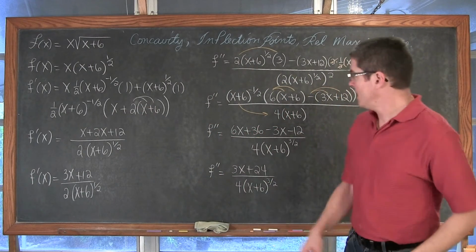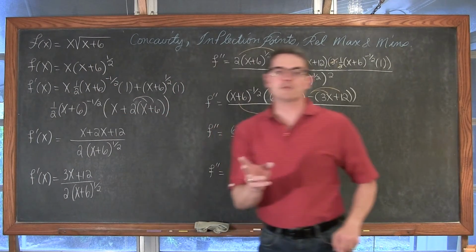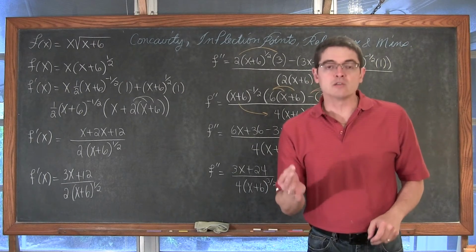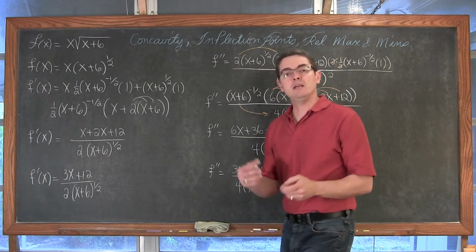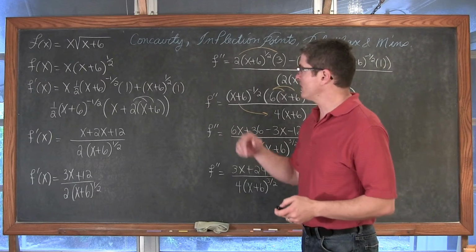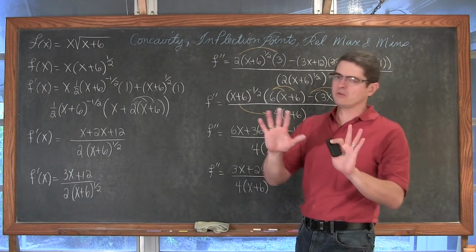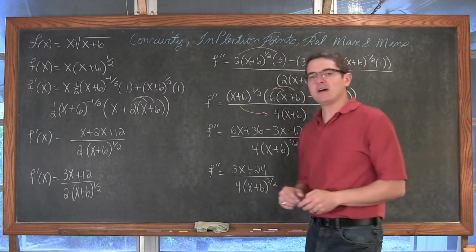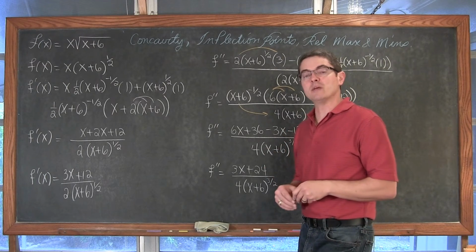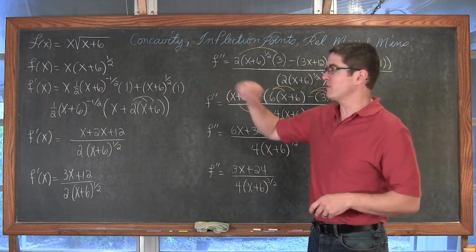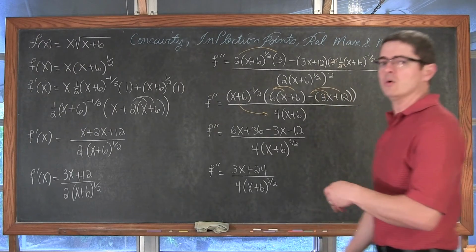I'm out of space, so let me clean this up and put them over here. We'll find those critical values for the second derivative and find the intervals for concavity and the inflection point, then go back to the first derivative, since we're only doing the second derivative test, and find the relative maxes and mins with the second derivative test after we find out where the first derivative is equal to 0.